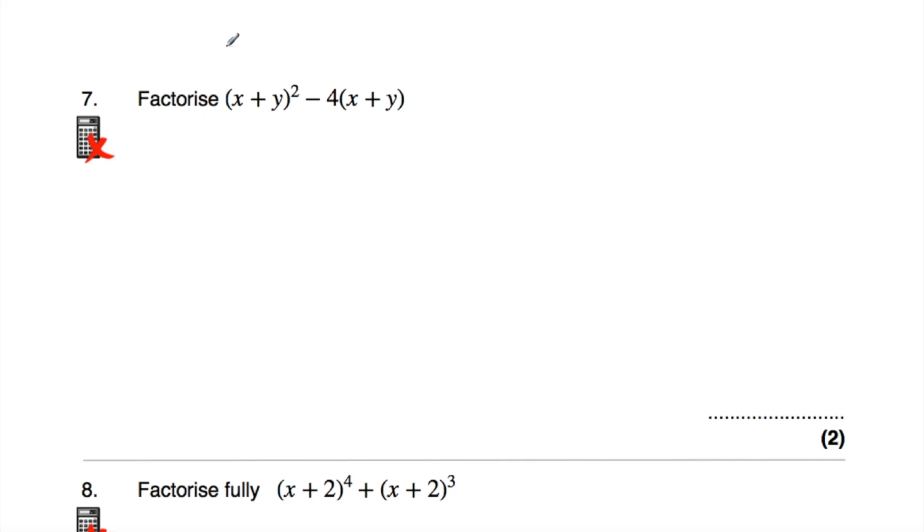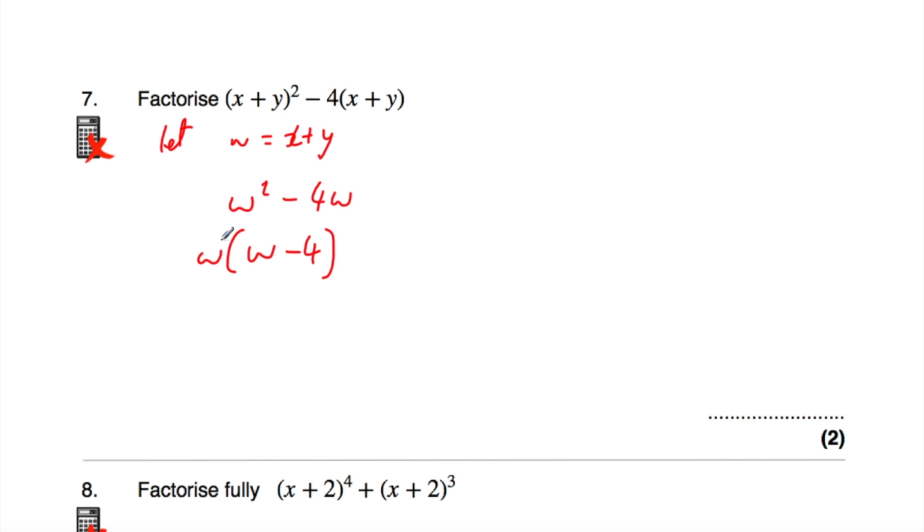Okay, so question number 7, we've been asked to factorize (x + y)² − 4(x + y). So again, I'm going to let w equal what's inside the bracket. So let w equal x + y. Instead of (x + y)², we'd have w², and then minus 4 times w. Let's take w out, so you'd have w(w − 4), because if you factorize this and took the w out, you'd be left with w − 4.